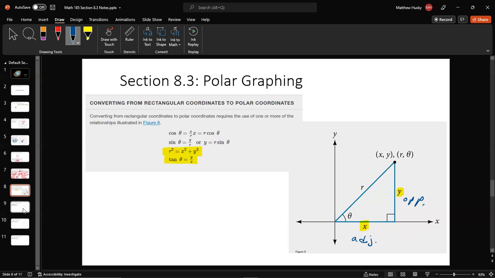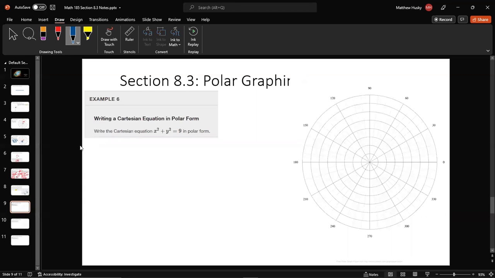Okay, so they say writing a Cartesian equation in polar form. They say write the Cartesian equation x squared plus y squared equals 9 in polar form. All right, what on earth does that mean? Well, we were just talking a moment ago about how x squared plus y squared equals r squared.